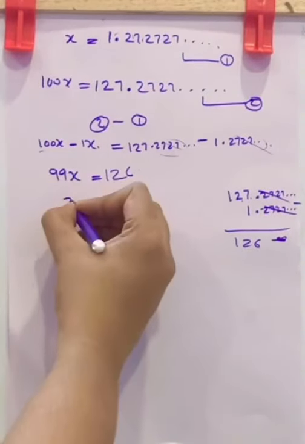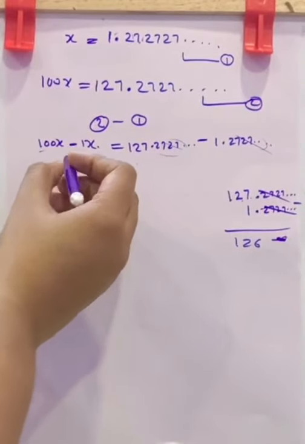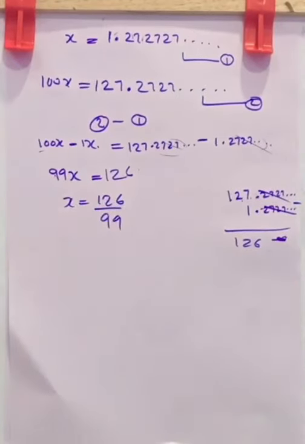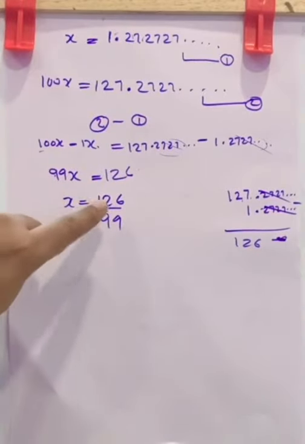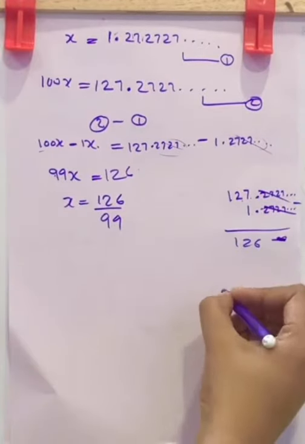Now the value of x is equal to 126. This 99 is in multiplication, so moving to the RHS, it becomes division, 99. Now check, is there any common factor? We can't divide both by 2 because 99 is not a multiple of 2. So moving to 3, let us check.